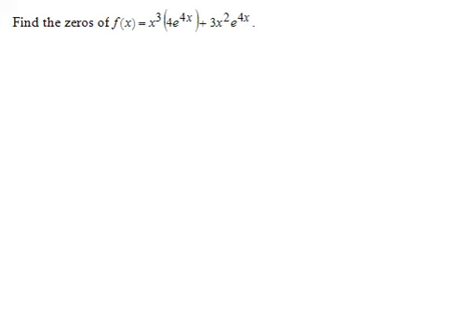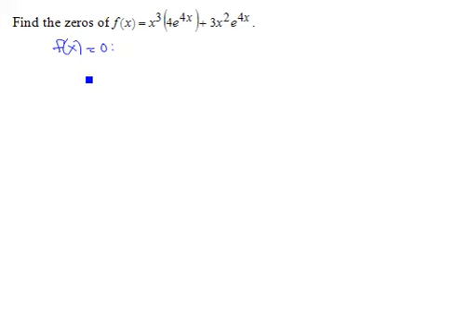Find the zeros of f of x equals x cubed times 4e to the 4x plus 3x squared e to the 4x. Well, the zeros of a function are found where that function equals 0. Those are the x values that make the function 0. So what we need is f of x equals 0.